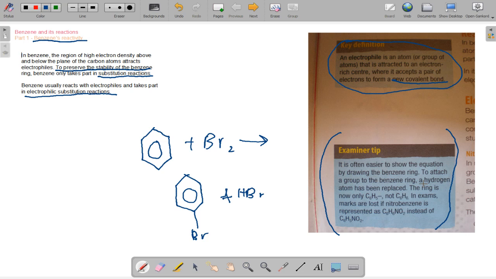To attach the group to the benzene ring, a hydrogen atom has been replaced. So really you should write C6H5 minus because the hydrogen has been removed. That is the intermediate before the nitro is added. Don't just write C6H5. C6H5 minus is merely an intermediate for this reaction. The final product, which is what the examiner is looking for, is C6H5NO2. H5 is key, so you understand that a hydrogen has been lost.